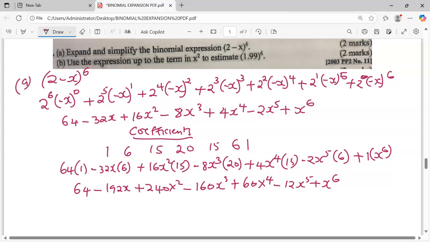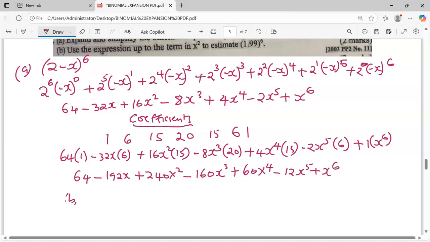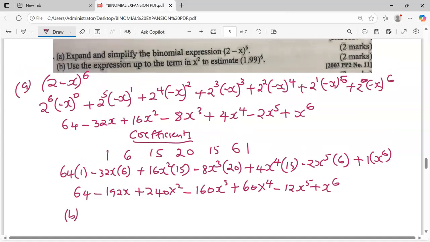We move to part B of the question. In part B, we are told to use the expression up to the term x squared, to estimate the value of 1.99 raised to the power of 6. So we are going to pick our expansion, that is (2 minus x) raised to the power of 6. We equate to the value we are supposed to estimate. 1.99 power 6 is the same as (2 minus 0.01) raised to the power of 6.